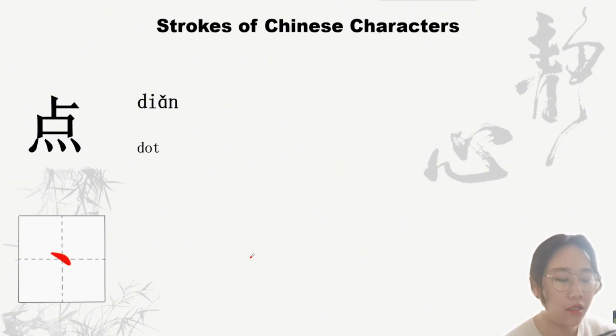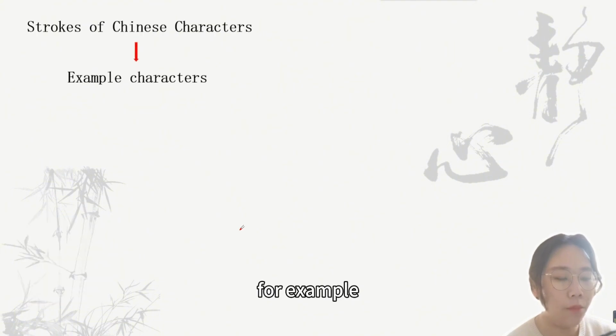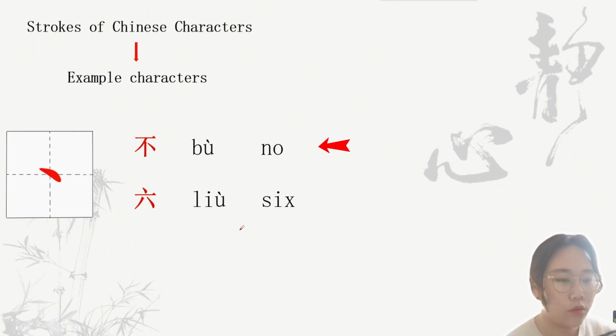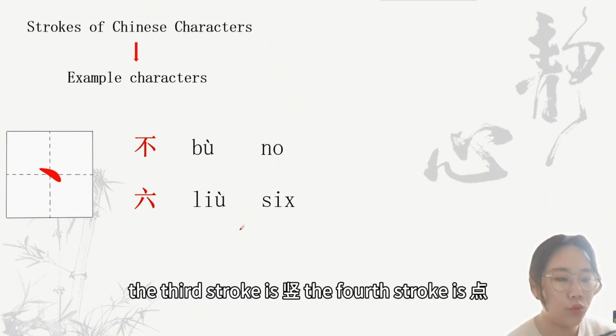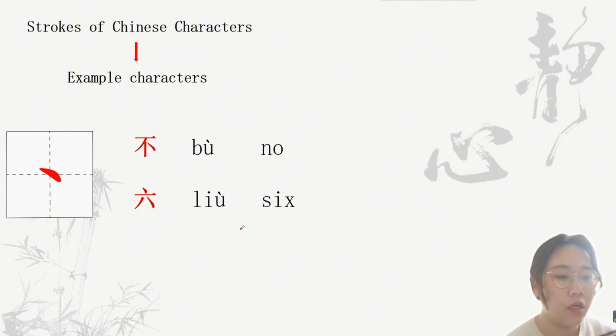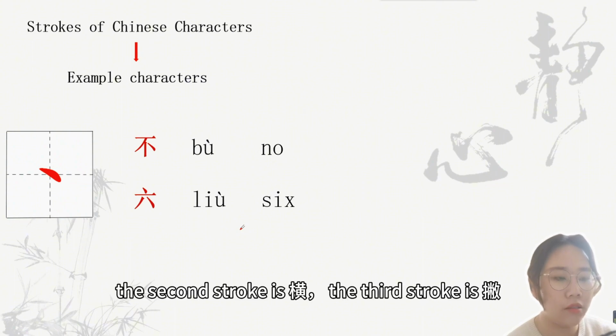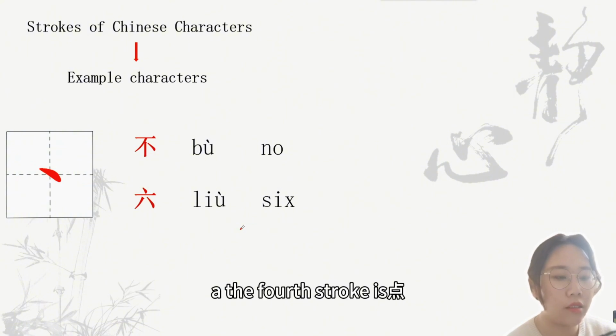Next, 点. For example, 步. The first stroke is 横, the second stroke is 撇, the third stroke is 竖, the fourth stroke is 点. 六, number 6. The first stroke is 点, the second stroke is 横, the third stroke is 撇, the fourth stroke is 点.